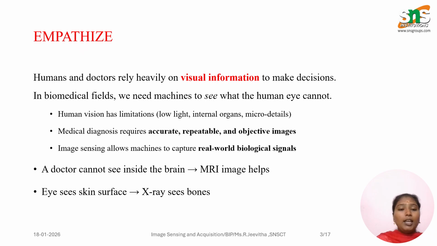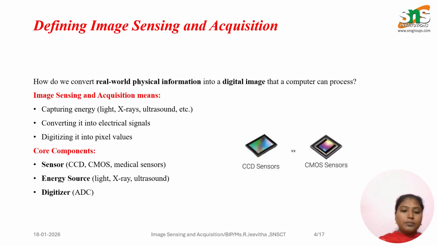Humans and doctors depend heavily on visual information, but human vision has limitations. We cannot see inside the body, in low light, or at microscopic levels. Medical diagnosis requires images that are accurate, repeatable, and objective. Image sensing allows machines to capture biological signals that human eyes cannot see. For example, MRI shows the brain, X-ray shows the bone, and ultrasound shows the internal organs. So, image processing extends human vision.